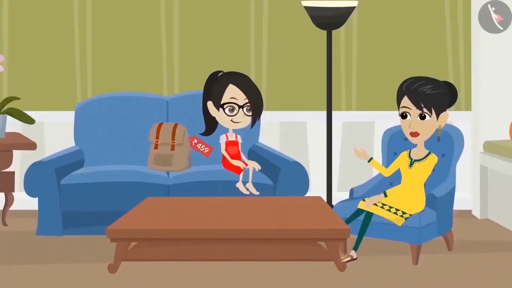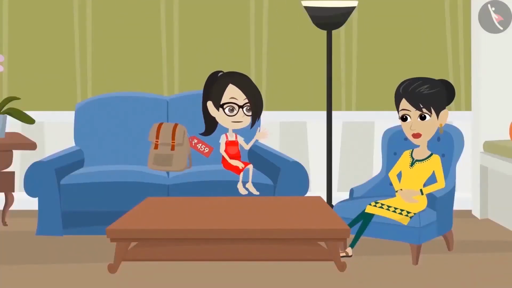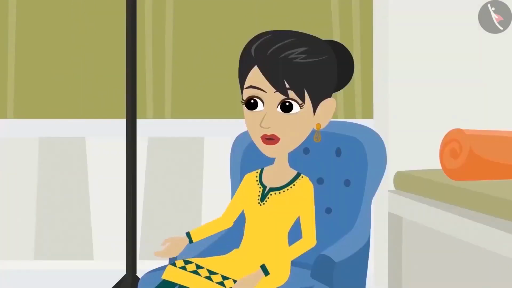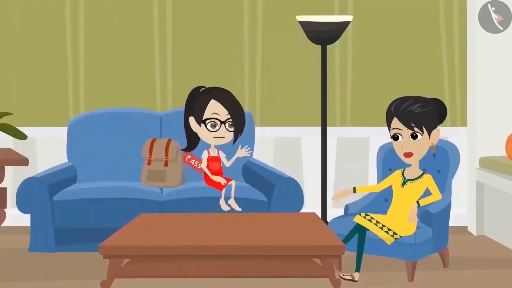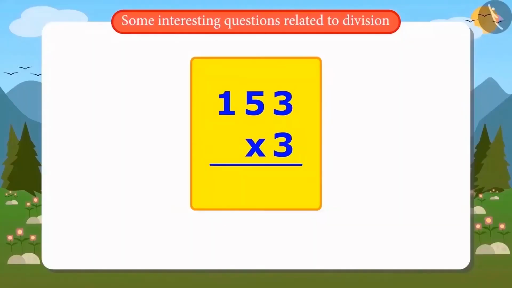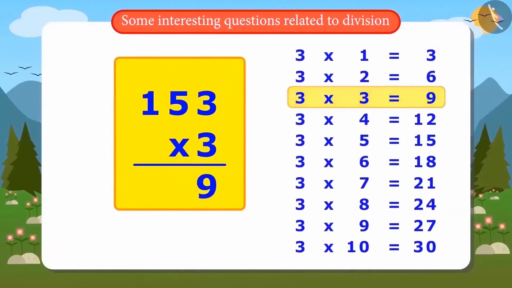"Yes, Vandana." "But mother, how will we know that this answer is correct?" "Very easy. Multiply 153 by 3 and see if the answer came to 459, then you divided it correctly." "Okay, Mummy, I'll try and multiply them. 3 threes are 9, 3 fives are 15. So at 1's place is 5 and at 10's place is 1."